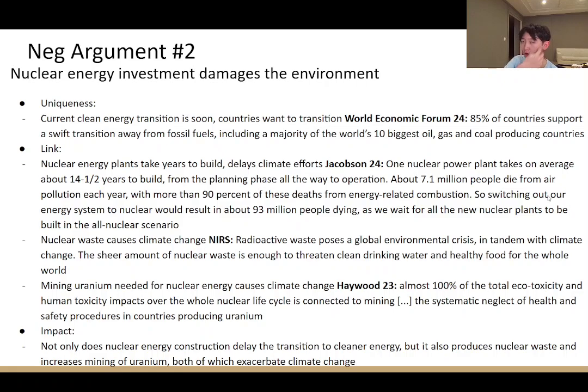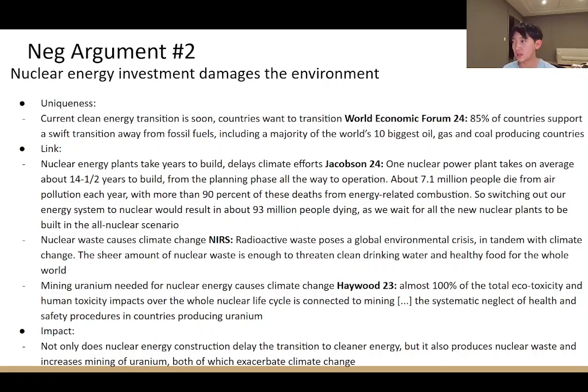The second neg argument that I would suggest running is that nuclear energy investment damages the environment. The uniqueness is that right now, the clean energy transition is soon, and countries want to transition, as the WEF24 finds that 85% of countries support a swift transition away from fossil fuels, including a majority of the world's 10 biggest oil and gas producing countries. There's a transition right now, and a lot of people want to go into the clean energy market. The link is by voting for the affirmative.